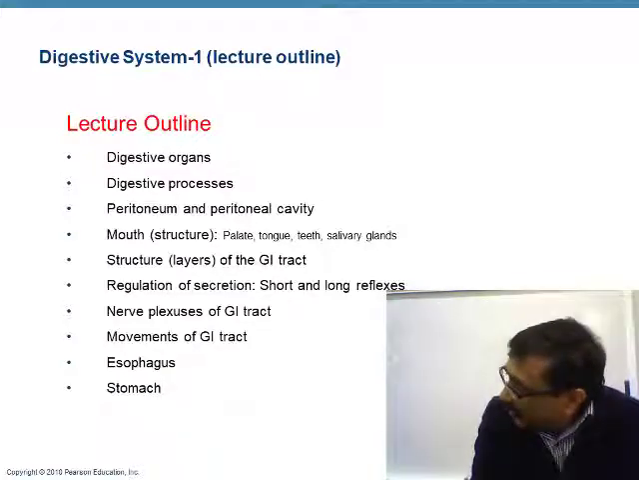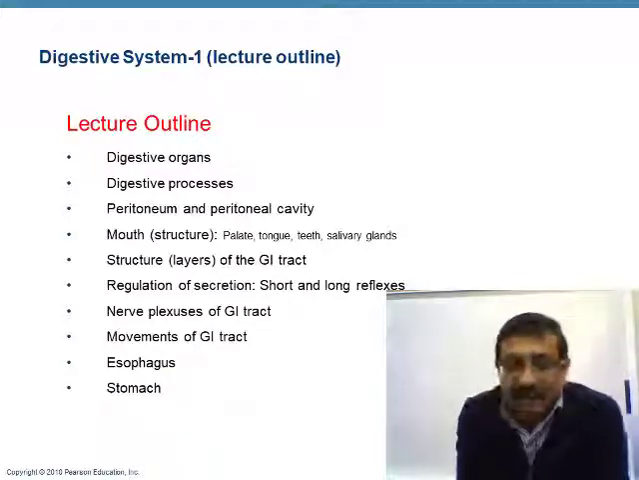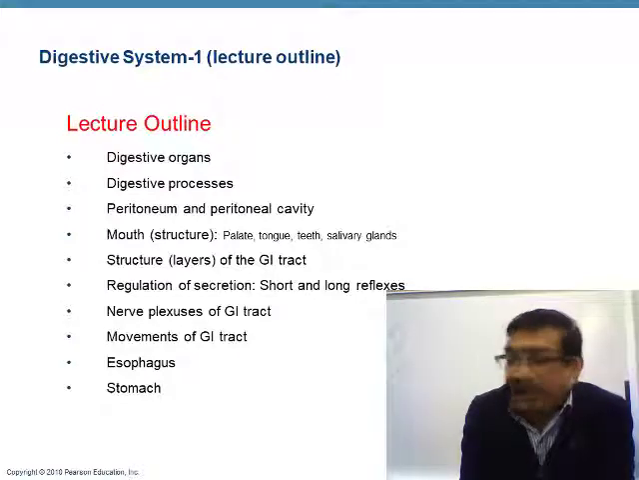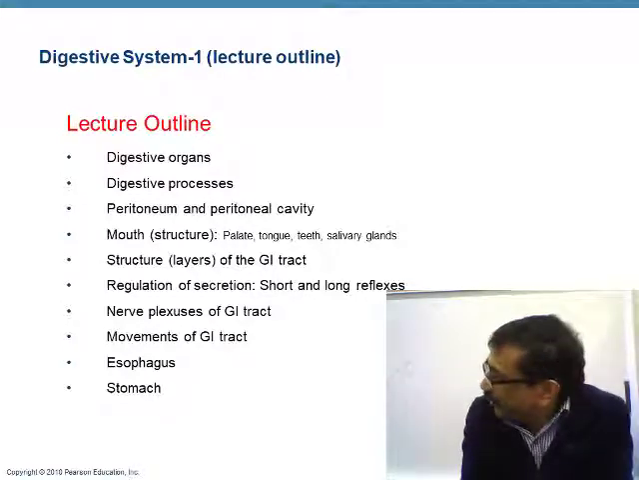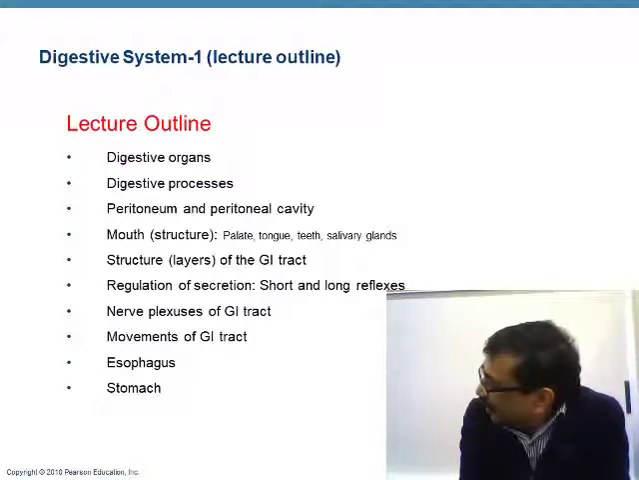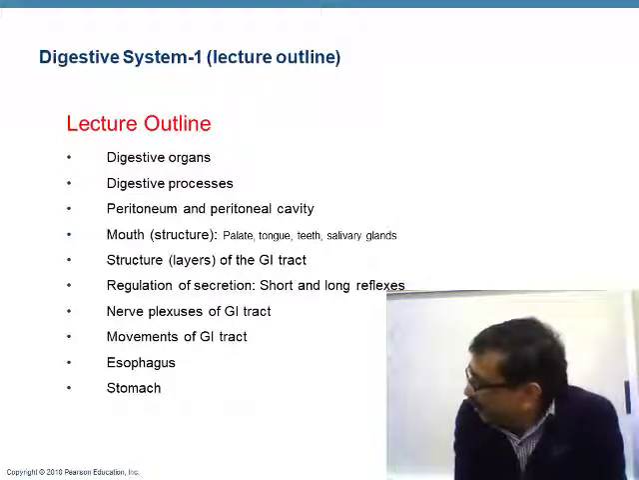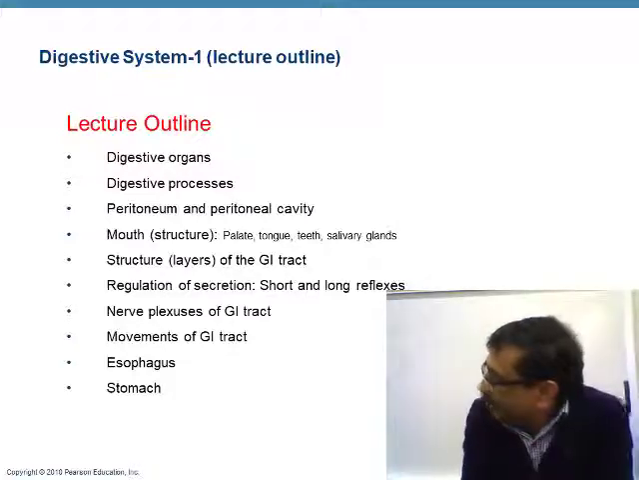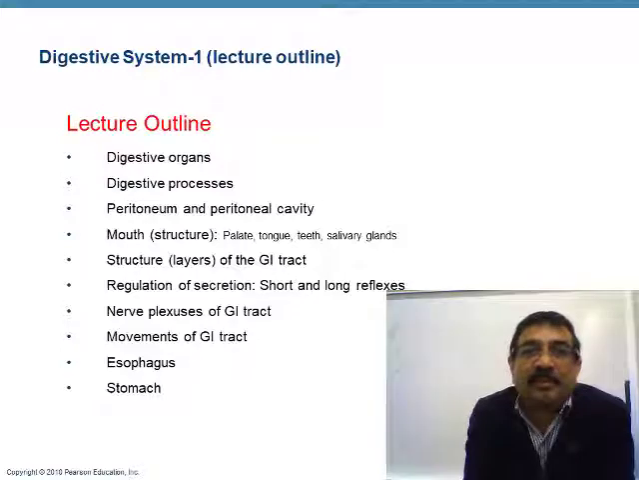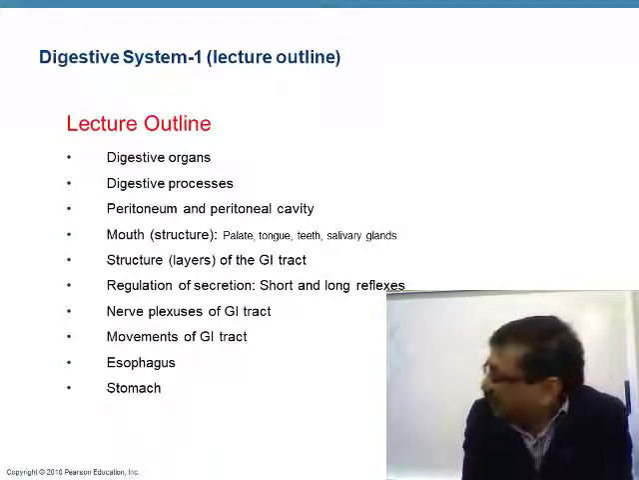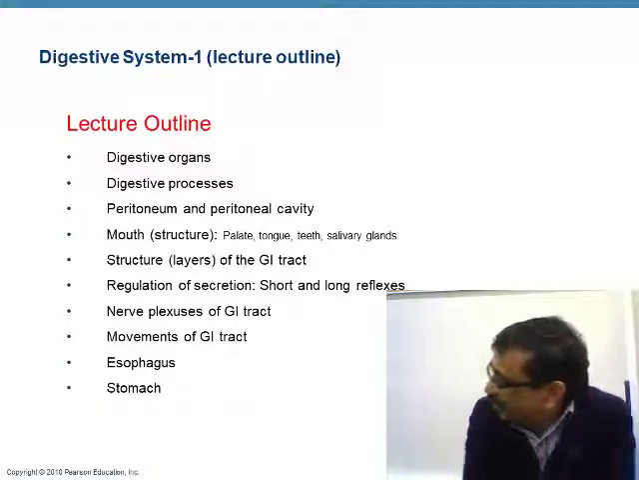Then we'll talk about the secretion and regulation of secretion inside the GI tract. Then we'll talk about the nerve plexuses in the wall of GI tract, movements of the wall of GI tract. We'll also talk about other organs.